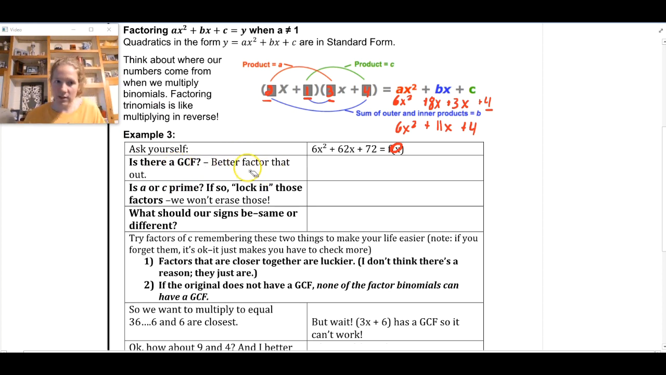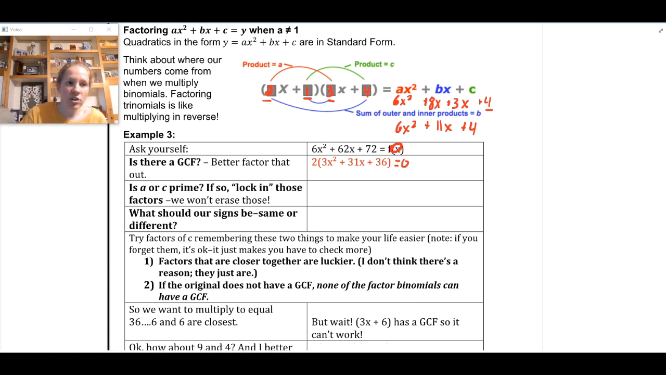The next thing you're going to ask yourself is, is there a GCF? Always check that first. If there's a GCF, you better go ahead and factor that out. Well, I've got a 6x squared, a 62x, and a 72. The first thing I notice is that all of those are even. So I've got a 2, and I can factor that out. When I pull a 2 out here, that leaves me with 3x squared, 62 divided by 2 is 31x, and 72 divided by 2 is 36. I've still got that equal to 0 here.